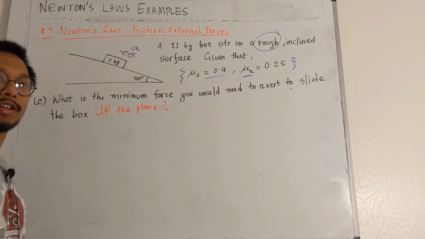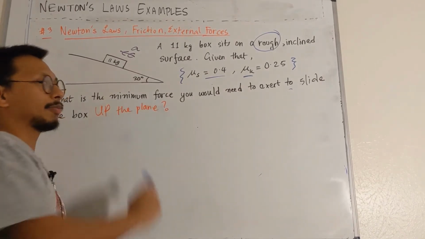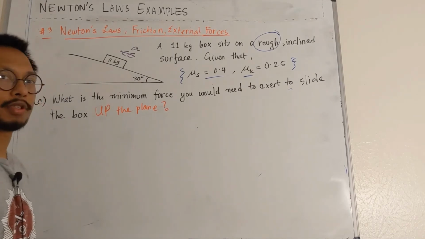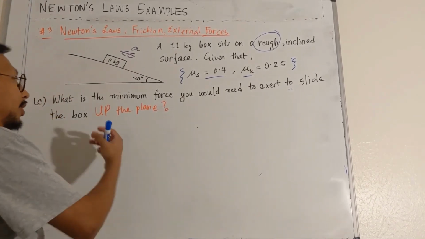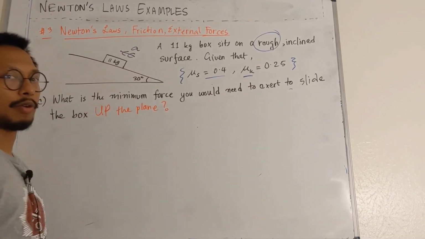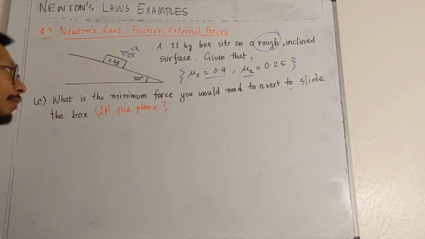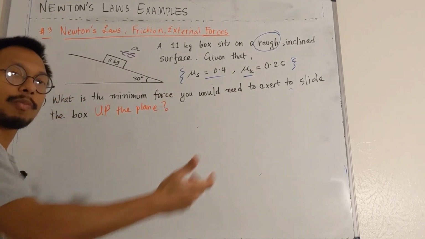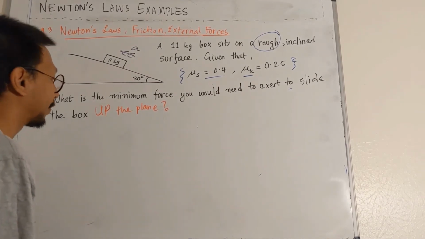Now let's look at the last part of the question. What is the question looking for? The question asks what is the minimum force that I would need to exert to slide the box up the plane. Alright, minimum force I would need to be able to just slide the box upward. So this is basically the opposite of what we were just doing in part B.